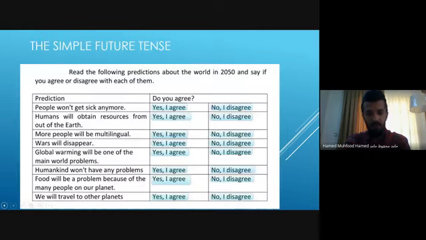I'm going to ask you about these predictions and you answer if you agree or not, and if you want to explain why, it will be better. So, predictions. I'm going to read the prediction and you have to tell me if you agree or disagree on it. So it said that people won't get sick anymore in the future. Do you agree or disagree?